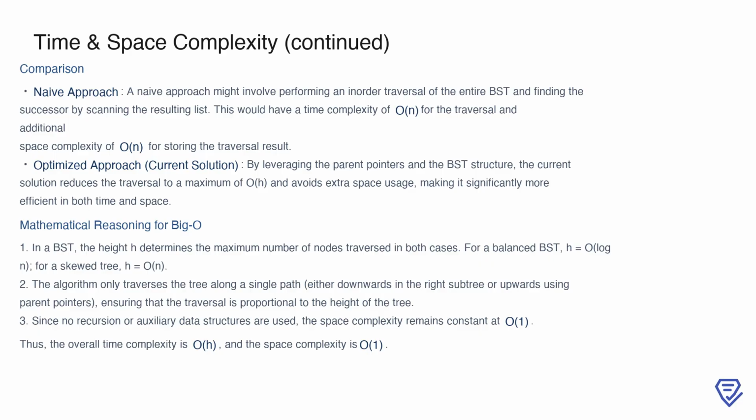The algorithm's efficiency comes from the fact that it only traverses a single path in the tree, either downwards or upwards, keeping the traversal proportional to the height. With no recursion or auxiliary data structures used, the space complexity remains constant at O(1). This makes the solution optimal with an overall time complexity of O(h) and space complexity of O(1).